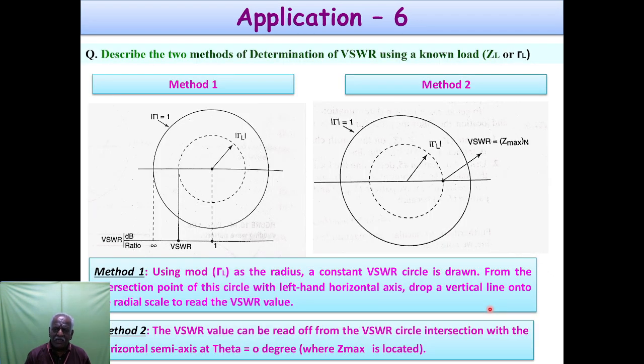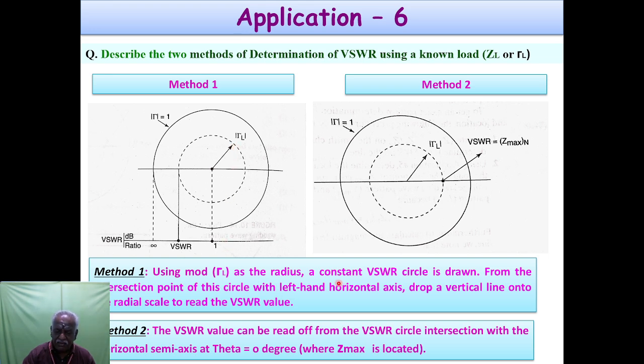This is one application of the Smith chart. There are two methods to determine the VSWR using a known load. Either the ZL value will be given or the gamma L value will be given. So in method 1, the ZL value is given. The magnitude of gamma L is the radius, so you have to mark gamma L here. The magnitude of the gamma value you have to read from the radial scale.